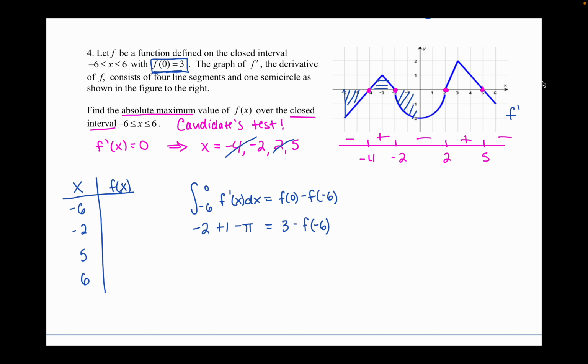Okay, so now I can solve for f of -6. This will give me -1 minus pi equals 3 minus f of -6. What I'm going to do is add f of -6 over and add the 1 and the pi over. So I'm just going to flip-flop everything in my equation here. I'm going to add 1, so it'll be 4, and I'm going to add pi. So this is 4 plus pi.